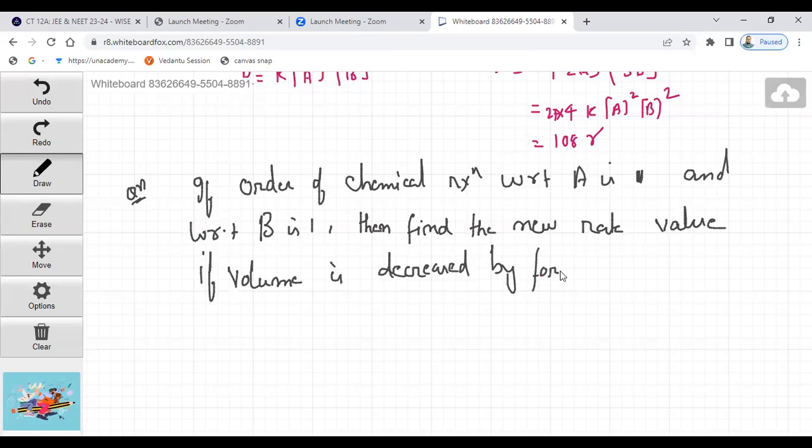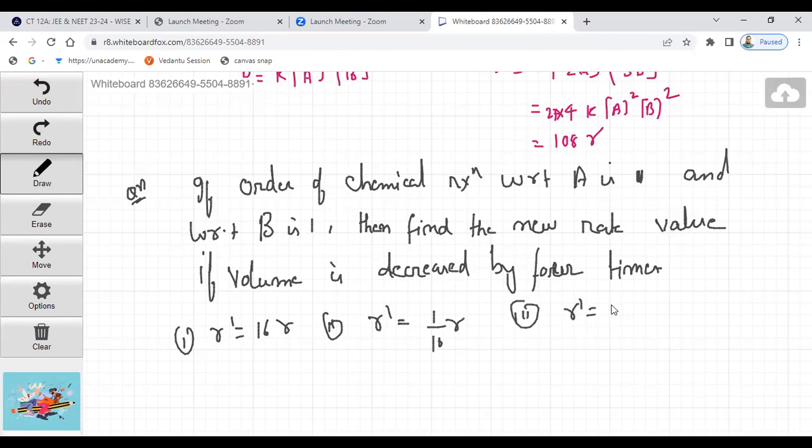I am giving you the options. First option, R dash is equal to 16R. Second option, R dash is equal to 1 by 16 R. Option third, R dash is equal to 8R. Option fourth, R dash is equal to 1 by 8 R.